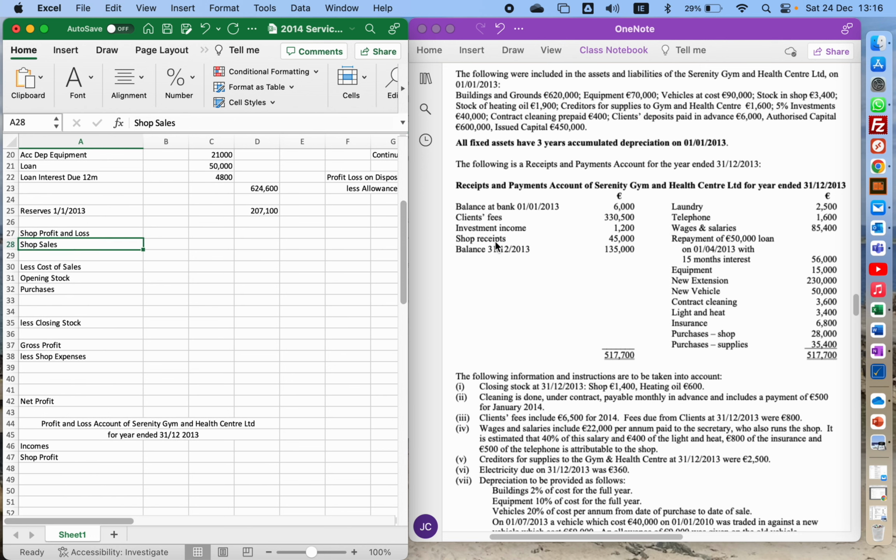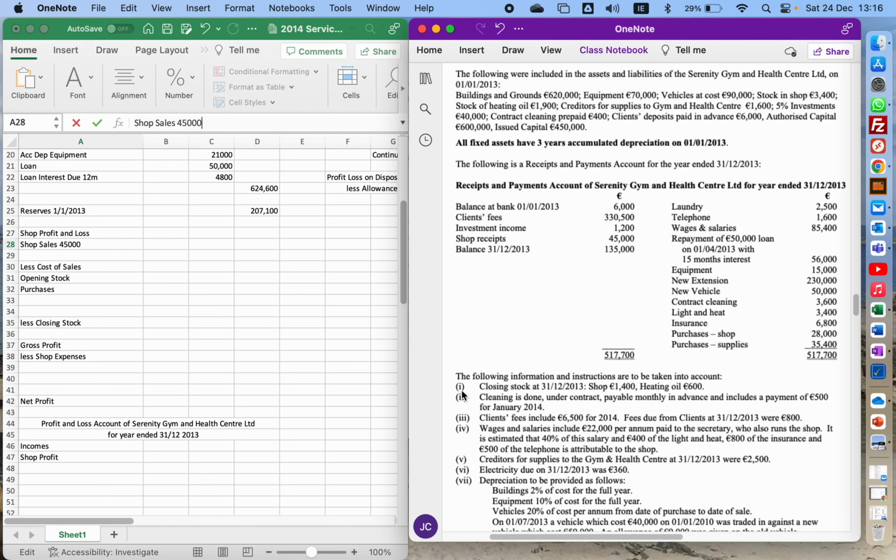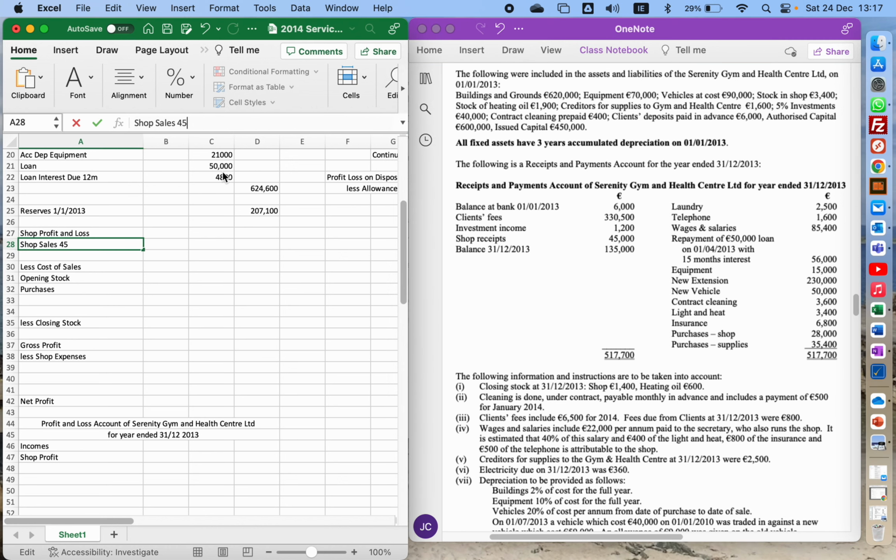So shop sales, so that's receipts of 45. And then I'm going to take into account, are there any debtors, creditors for the shop? So we look at the top of the question, shop and stock. So we've got creditor for supplies, but we've got no debtors. And just quickly checking at the end, we don't have any debtors for the shop at the end. No, we don't. Okay, so that 45 grand, that's going to be the shop sales figure, so I'll put that straight in.